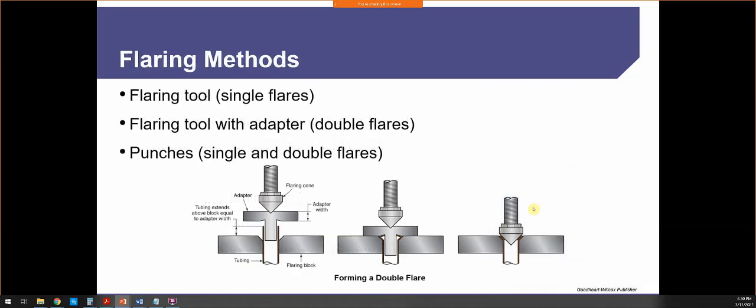So this is the single flare illustration, basically, or this is a flaring illustration, I should say. On a traditional flare, we would just use this tool. It would press out and create this 45-degree angle on our tubing, and we're done. But if we want to create a double flare, we have to use this little adapter. We push down, we create a little beveled area, and then the tool will come down and create a stronger connection. Okay.